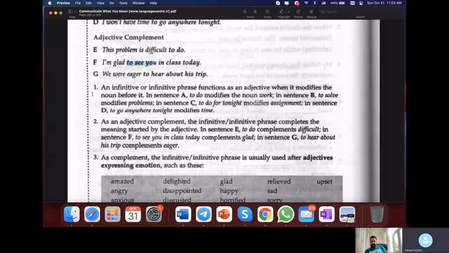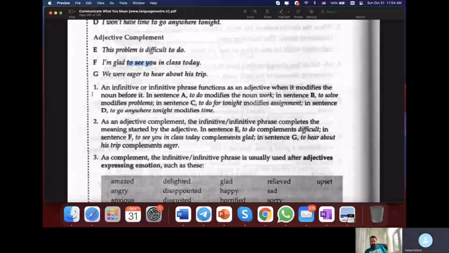An infinitive or phrase functions as an adjective when it modifies the noun before it. In sentence A, to do modifies the noun work. In sentence B, to solve modifies problem. In sentence C, to do for tonight modifies assignment. In sentence D, to go anywhere tonight modifies time.